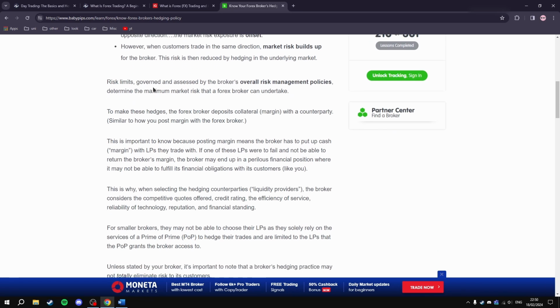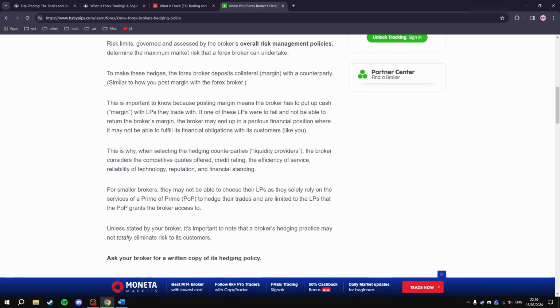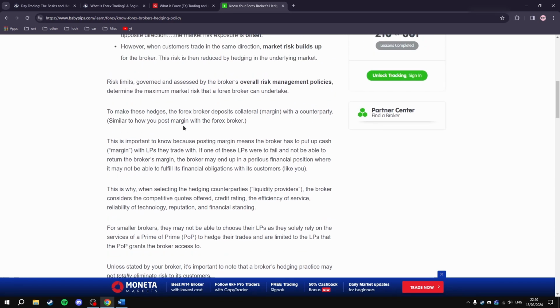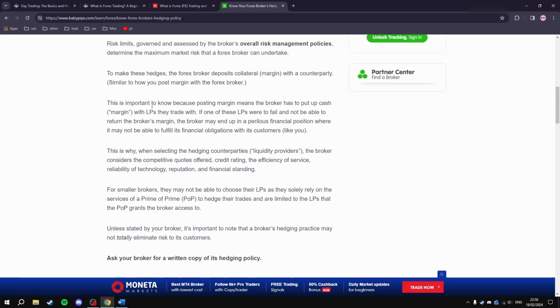Risk limits, governed and assessed by the broker's overall risk management policies, determine the maximum market risk that a forex broker can undertake. To make these hedges, the forex broker deposits collateral margin with a counterparty, similar to how you post margin with a forex broker. Overall risk management. This is important to know because posting margin means the broker has to put up cash margin with the liquidity providers they trade with.